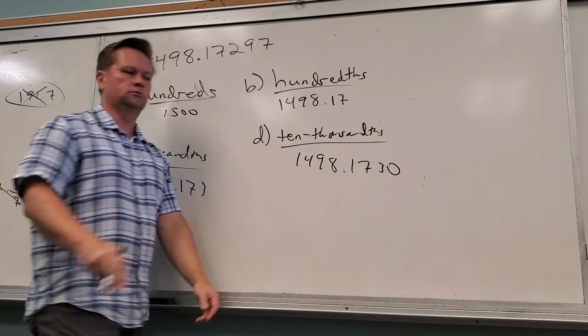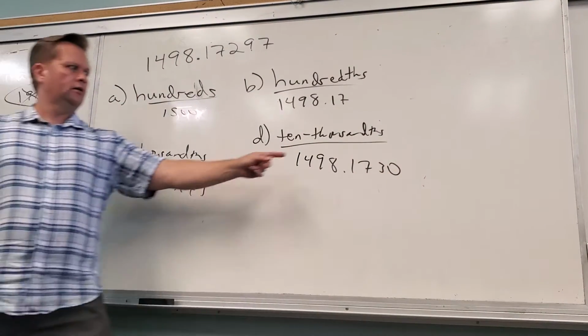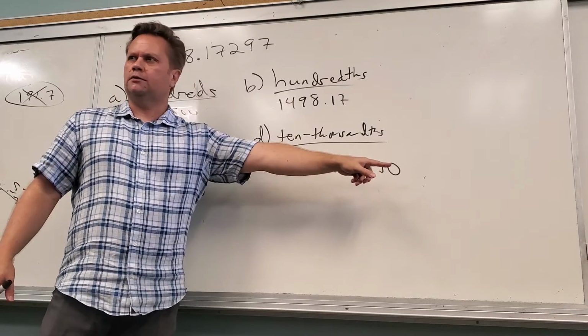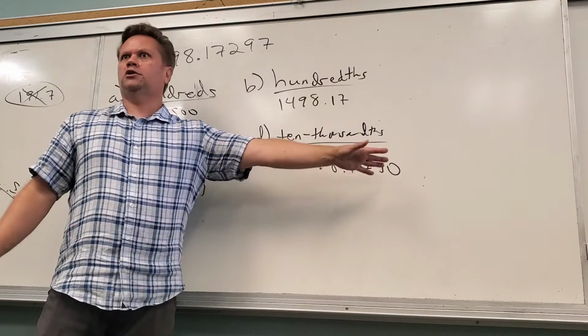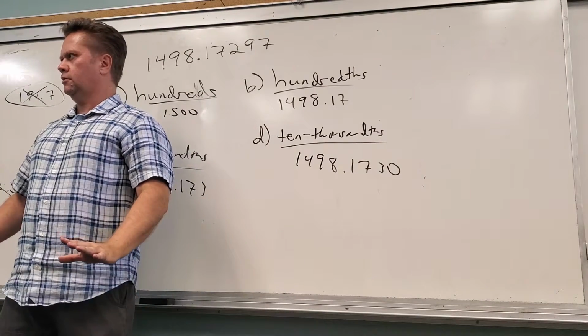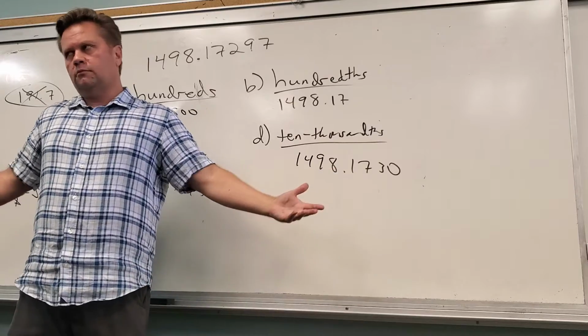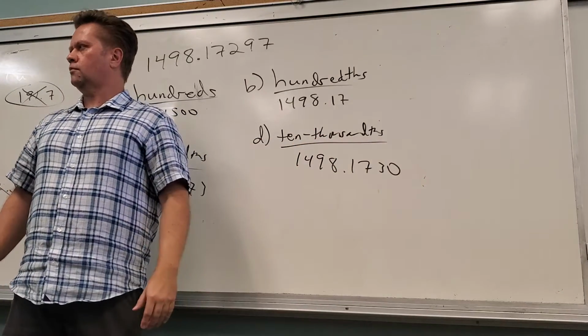1498.1730. Do you really need the 0? Why do I put it there? Just because it said 10,000ths place, right? Just so I show that I actually thought about the 10,000ths place. Is that cool? Now, if you didn't put the 0, I actually wouldn't take points out because you technically would be right. But I'm just saying, it's good to put it in.